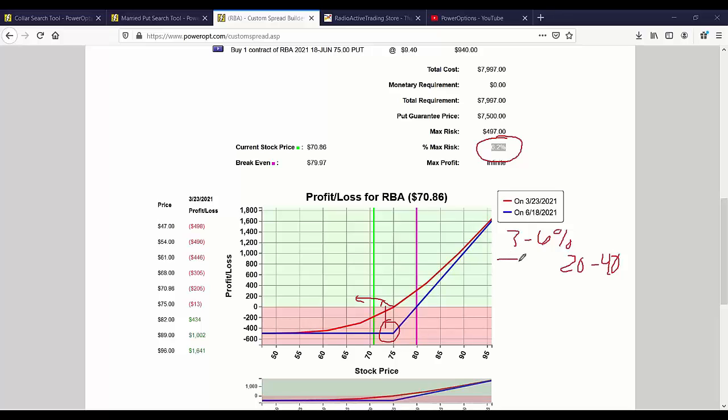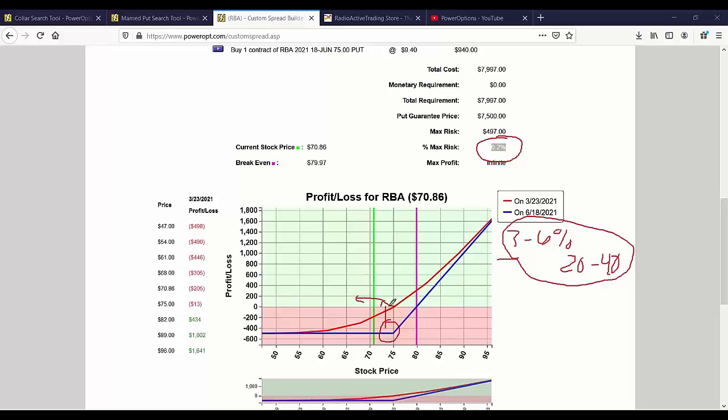And that usually, I get this 3 to 6% in the first 20 to 40 days of a new married put about 68 to 70% of the time. I think it's 65 to 68% of the time of all of my open trades since 2008. That's how often I usually see it. But again, sometimes it doesn't.